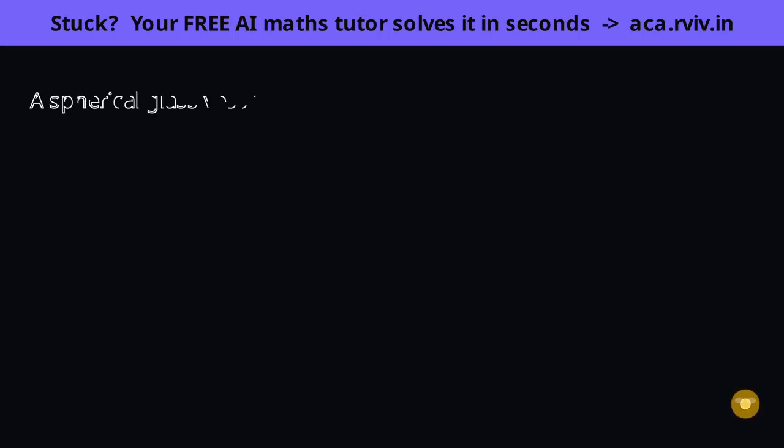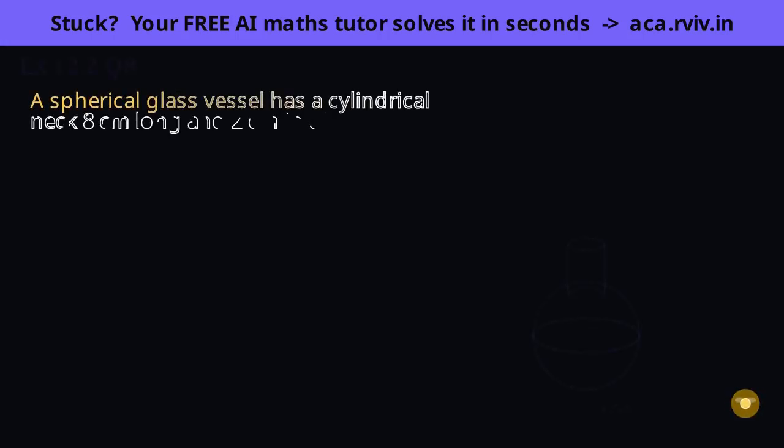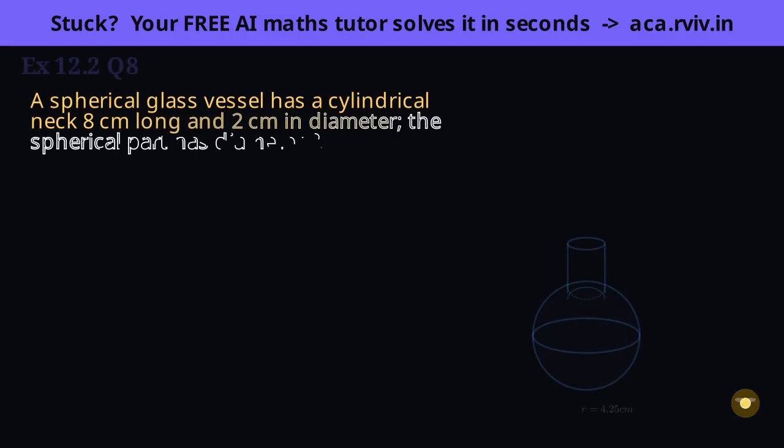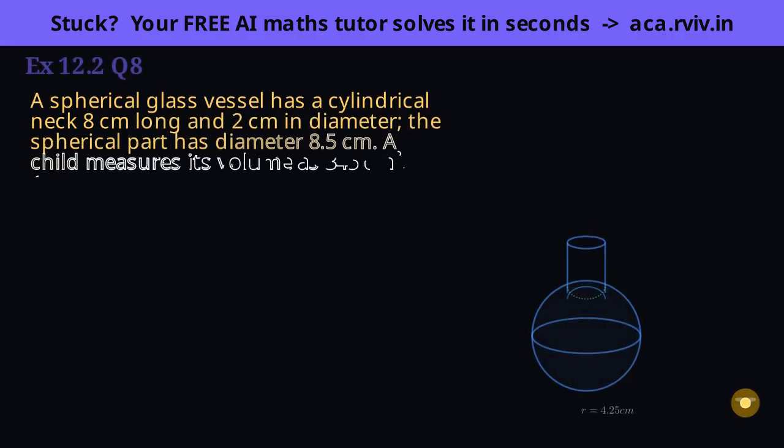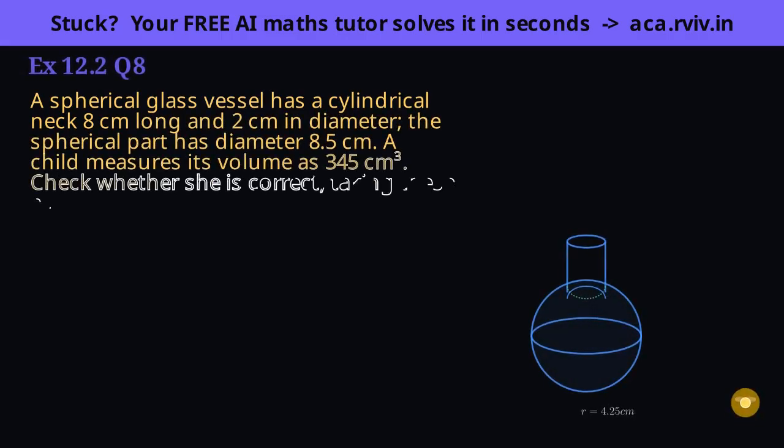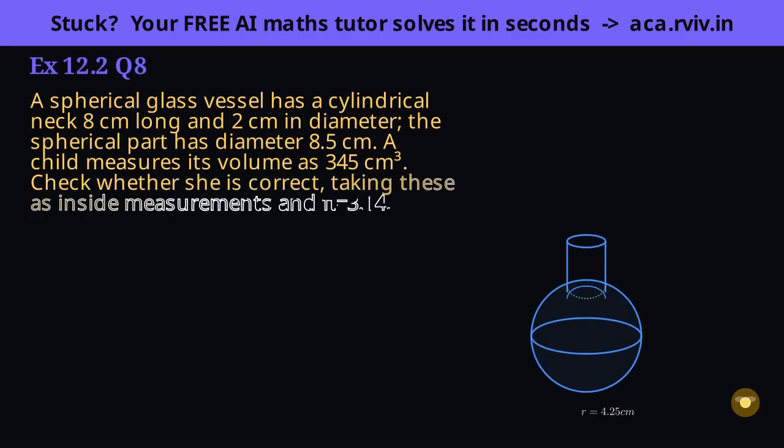A round flask with a thin neck, a bulb plus a tube. To check the child's claim, we compute the true volume ourselves and see whether it matches her 345. The word check is the instruction here. We must compute the real volume ourselves and then compare with the child's answer.